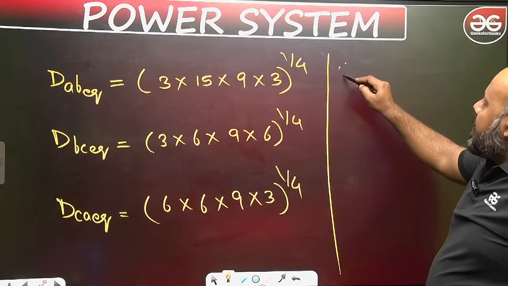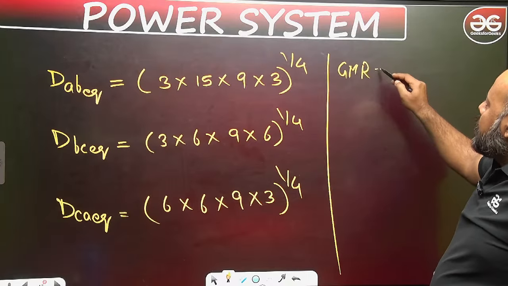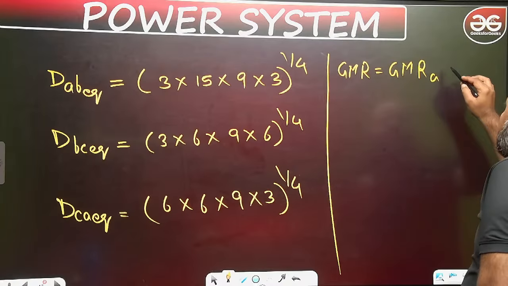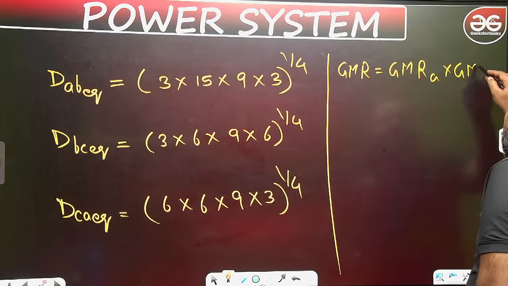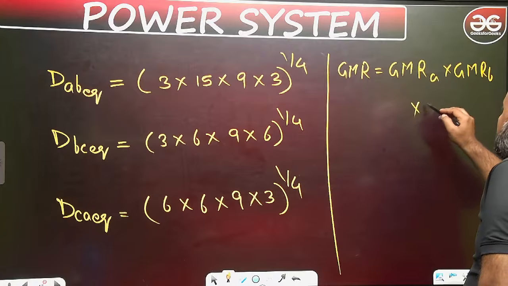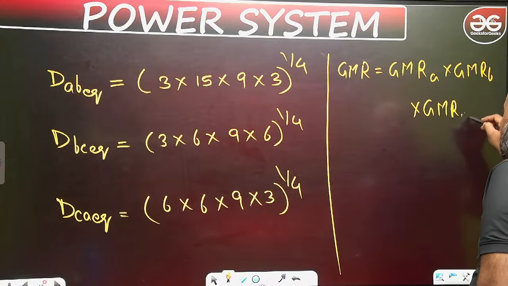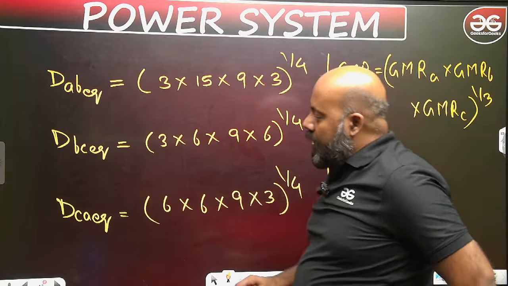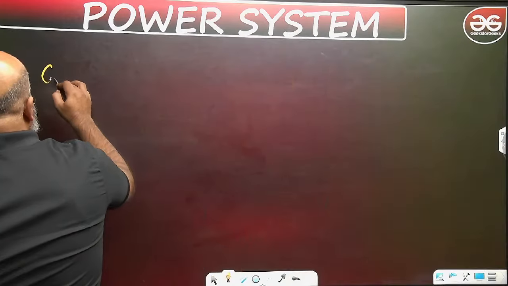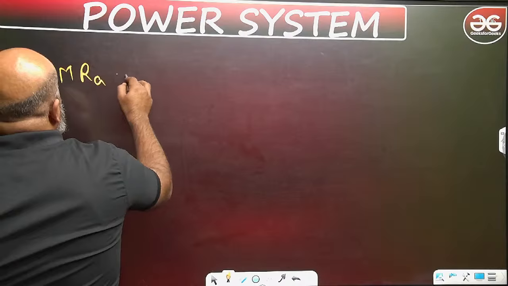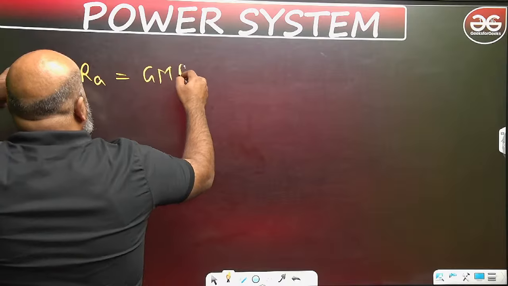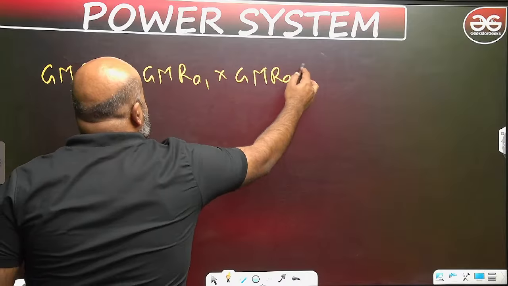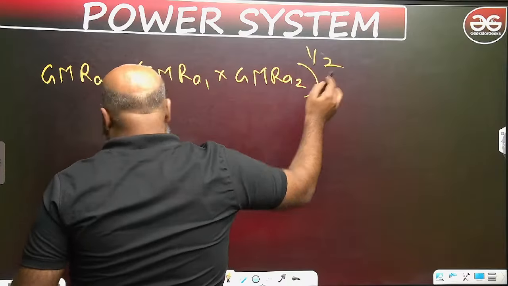If you calculate GMR also, you have to calculate GMR for A, GMR for B and GMR for C. How many GMR? 3. You want 1, take the effective root. How are you calculating GMR A? I am just showing you. GMR A is going to be GMR A1 into GMR A2. Now again you see the symmetry. Why am I saying symmetry?